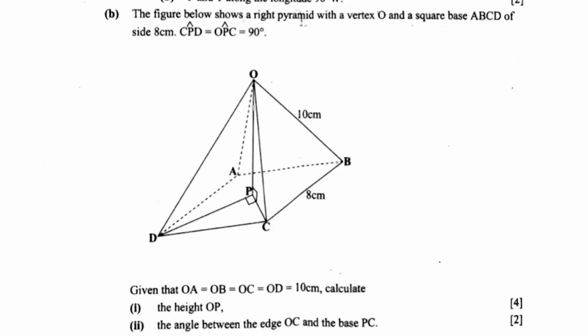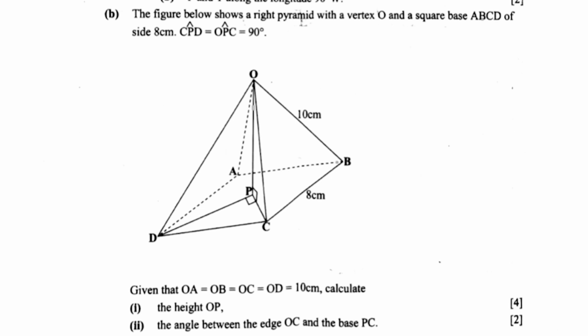We move on now to question part B, question 11. This time around, this question is based on mensuration. In most of the questions, you will find that they will ask you to calculate the volume of the frustum and the like. But this year, they brought up a pyramid.